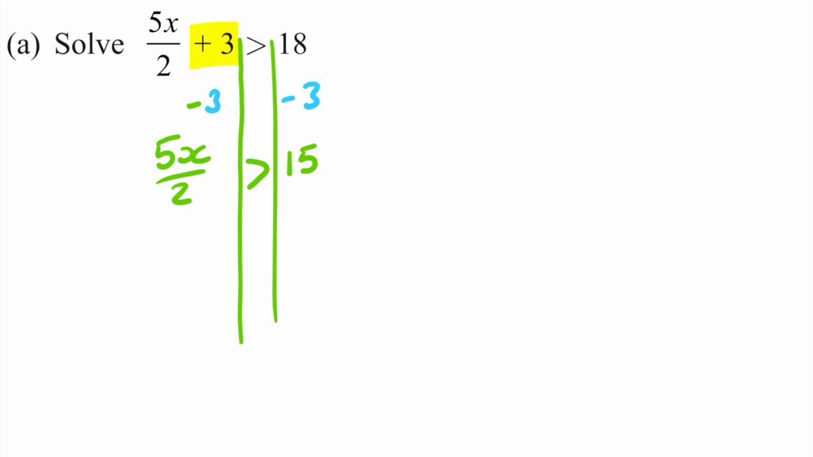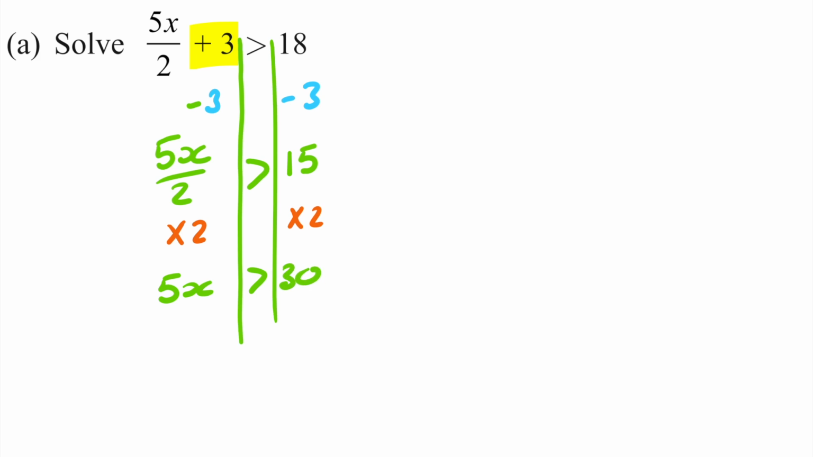Now, I want to get rid of the denominator, and the way we get rid of the denominator is by doing the opposite, and the denominator is staying divide by 2. The opposite of dividing by 2 is timesing by 2, so I'm going to times both sides of the equation by 2. On the left side of the equation, that just leaves the numerator, which is then 5x. You've then got greater than, and on the right, 15 times 2 gives you 30.